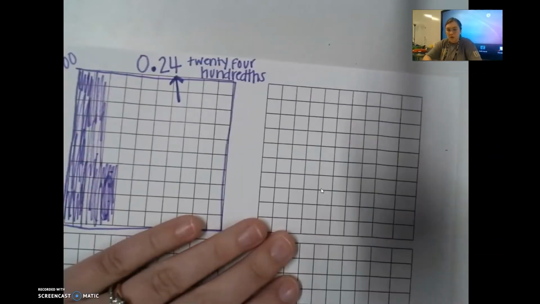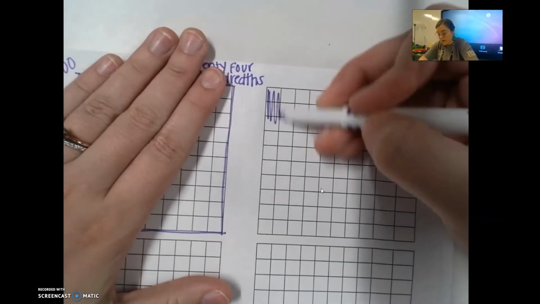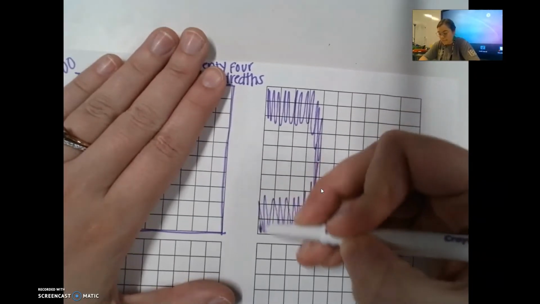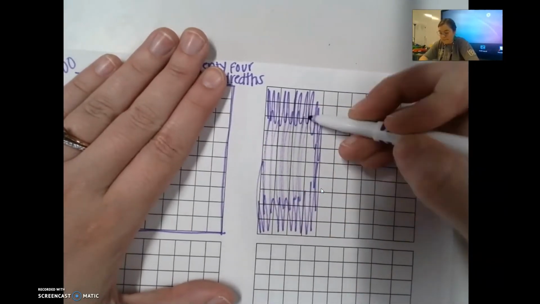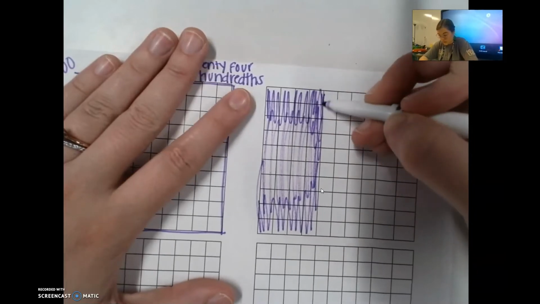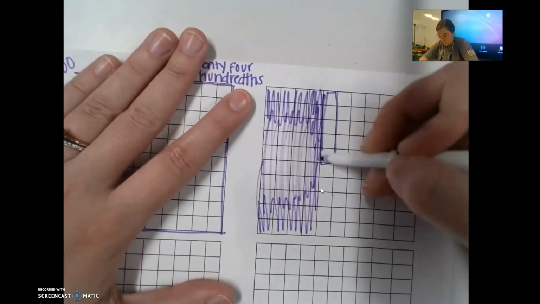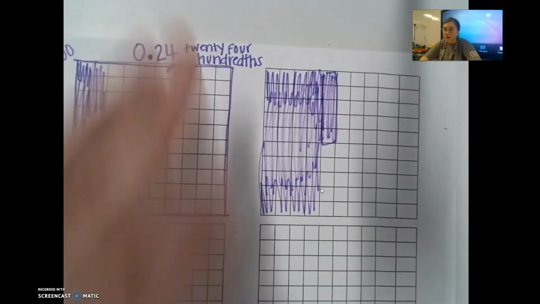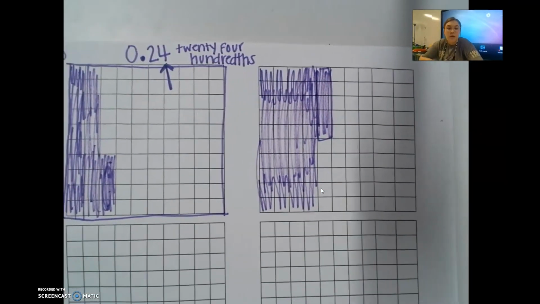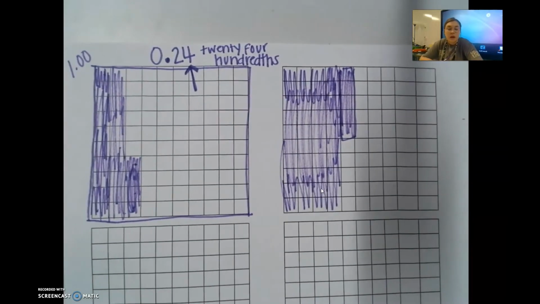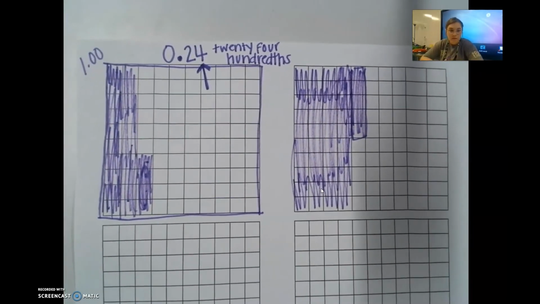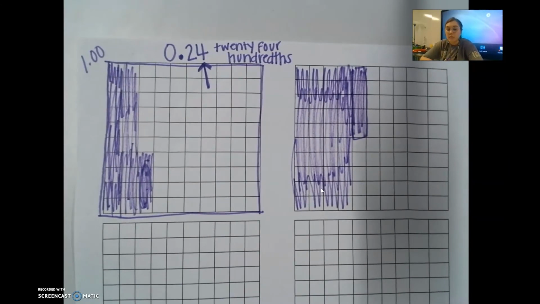Okay, so let's do one more. What if I colored in all of that? My marker is running out of steam, guys. What if I colored all of that in? I want you to pause your video, and I want you to count up how many squares there are, write it in decimal form, and then write it in word form.